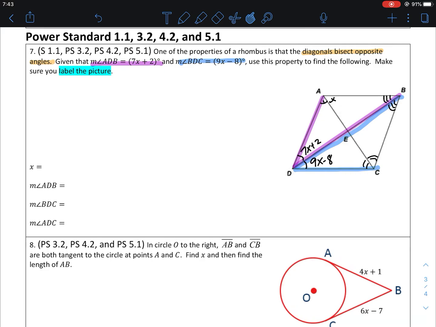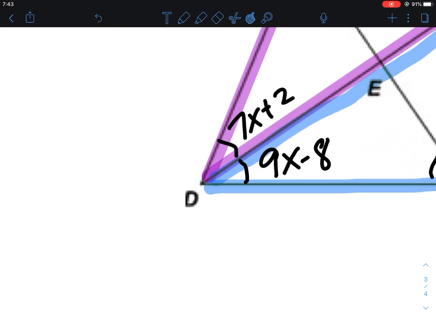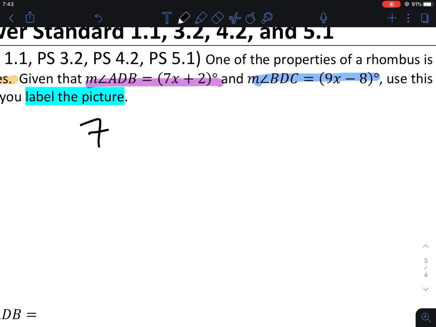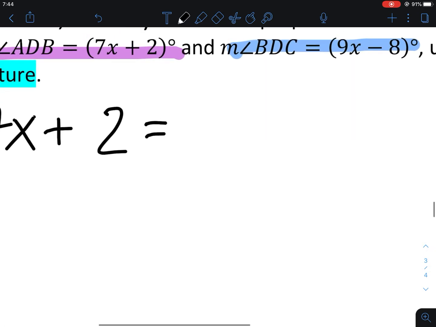So for number 7, given that the diagonals of a rhombus bisect opposite angles, we labeled the parts measure of angle ADB and the measure of angle BDC. Did I use the fact that those two angles are congruent to write the equation 7x plus 2 is equal to 9x minus 8? That's it for Standard 3.2.